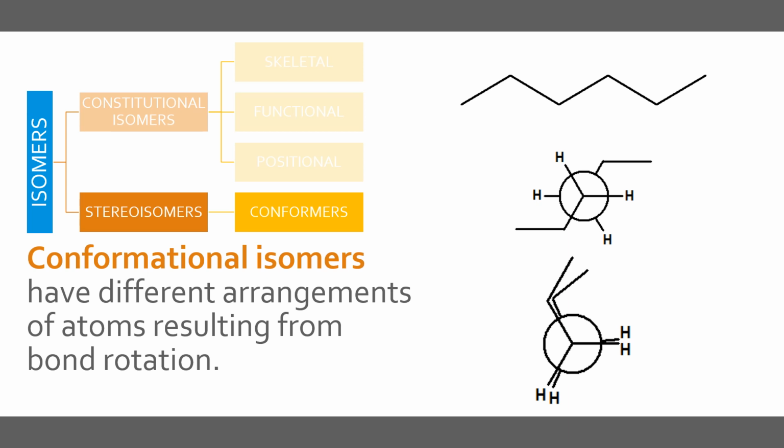Conformational isomers can also be represented in different ways. Not only can you use Newman projections as representations, but there's this less known, less used representation called the Sawhorse projection.